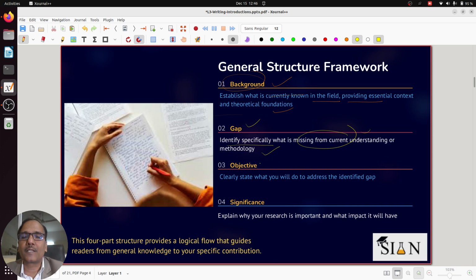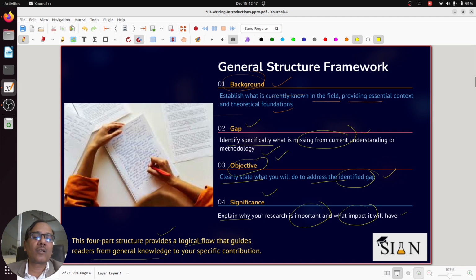When writing a synopsis, people know we have to identify the research gap, and this is also important when writing any research article. Then the objectives: state what you will do to address the identified gap. And then the significance: explain why your research is important and what impact it will have for society and for readers. These four parts provide a logical flow that guides readers from general knowledge to your specific contribution.